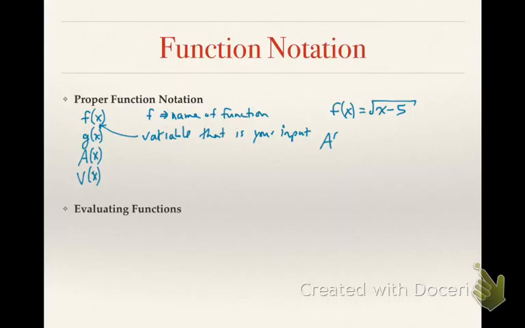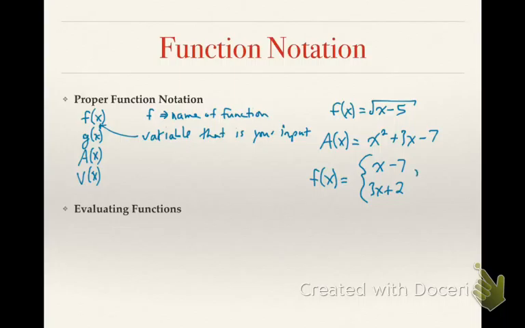Or you might see a of x is equal to x squared plus 3x minus 7. You might also have things like piecewise functions, like f of x is divided up into two different parts. Maybe one is x minus 7, the other part is 3x plus 2. Those are two linear functions.